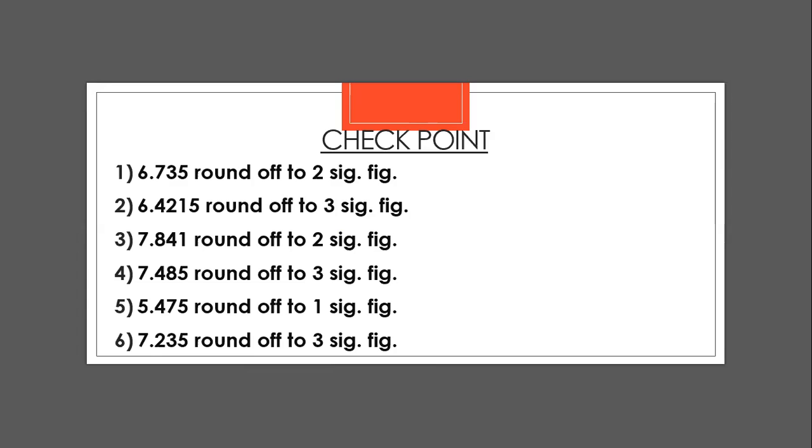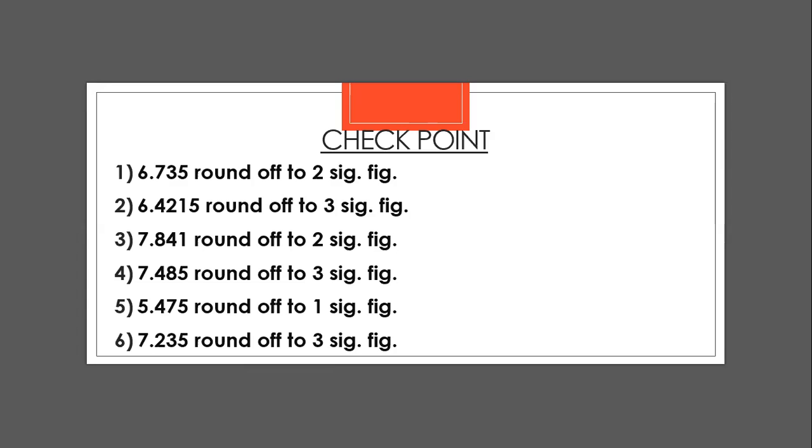6.4215. There are 5 significant figures in this value, and you have been asked to round it off to 3 significant figures. It means you have to round it off till 2. 1 is going to be your dropping digit. You are going to circle 1 because it is the dropping digit, and you will underline 2 because its fate is to be decided.